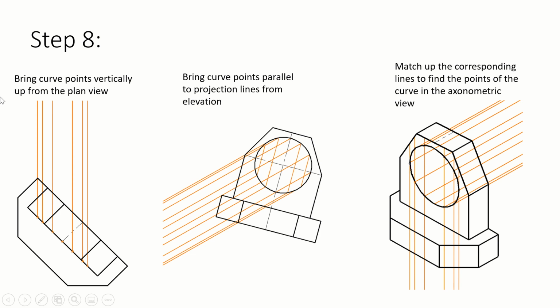So step 8, in this slide we are showing how points of the curve are brought up from the plan and down from the elevation. So we bring curve points vertically up from the plan, so straight up, just as we showed in the previous slide. And we're bringing the curve points parallel from the projection lines in elevation. So it's going to be similar for every single point. We're just going to be bringing them parallel down to our axonometric view in the middle. So here we can see, we can just match up the points here again. Again, I must stress, we'd have to tell the students to be labeling, and we'll start to see a curve being formed.